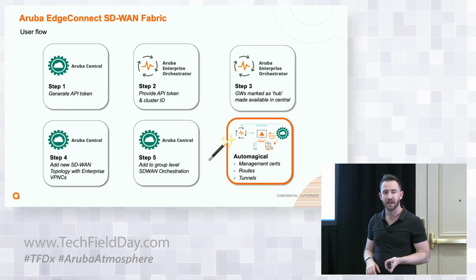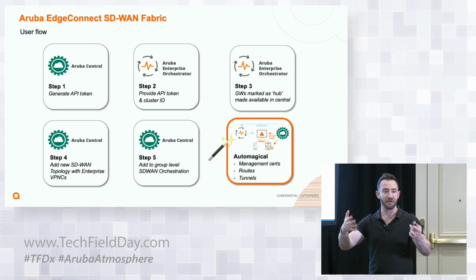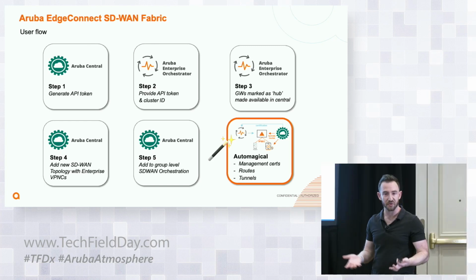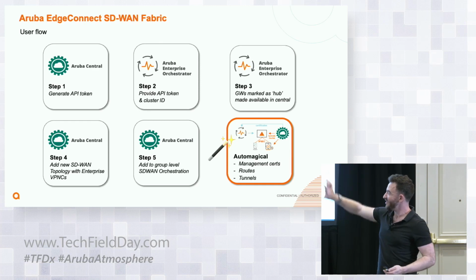The orchestrator is the management, monitoring, and visibility platform for the former Silver Peak technology, whereas Central is management, monitoring, and visibility for the entire Aruba portfolio, and enterprise is very much being integrated into that step by step.